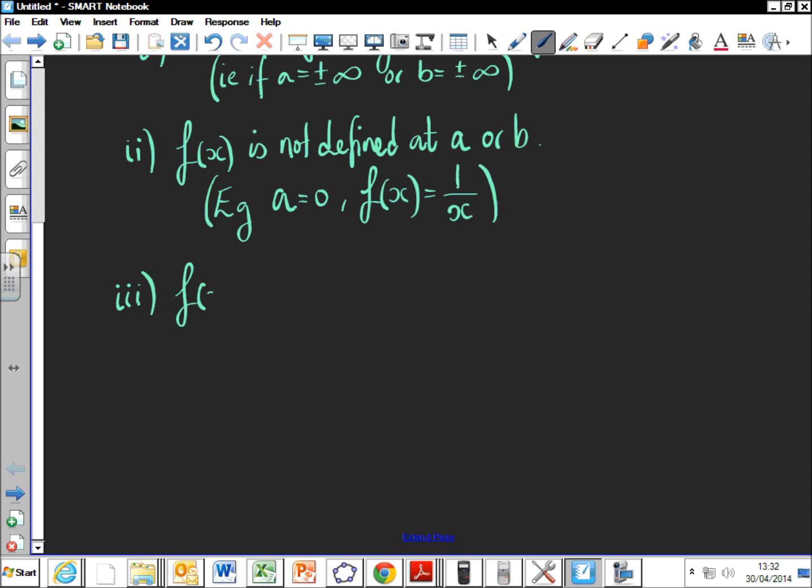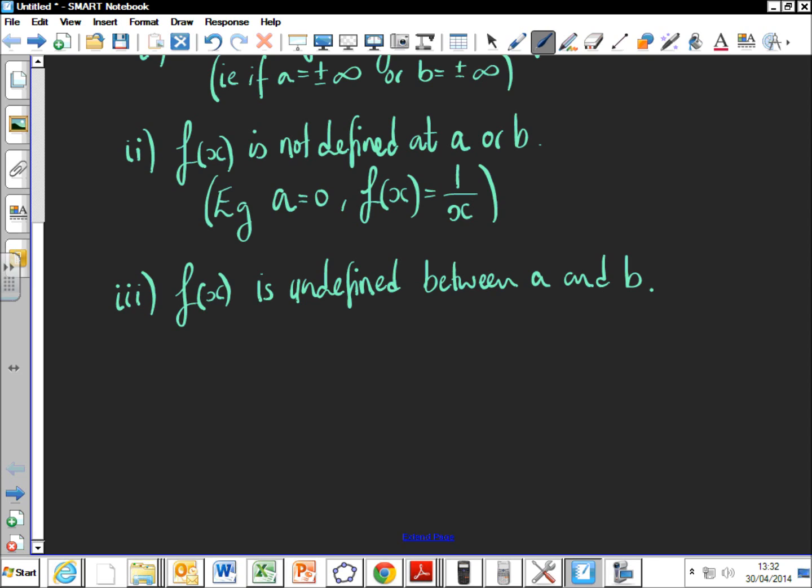And then the third reason might be a similar sort of idea really, that the function you're trying to integrate is undefined between A and B. Understand what I mean by that? It might be an asymptote between those values. So if I try and integrate and find the area in between those values, there's a point where there's a discontinuity in the middle somewhere.